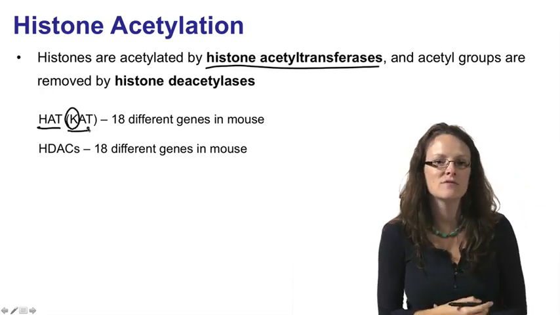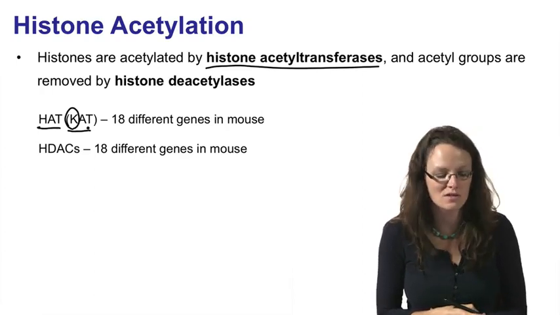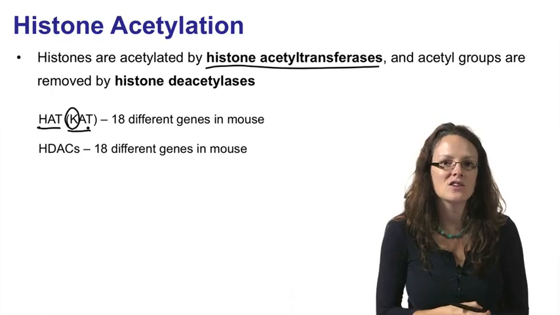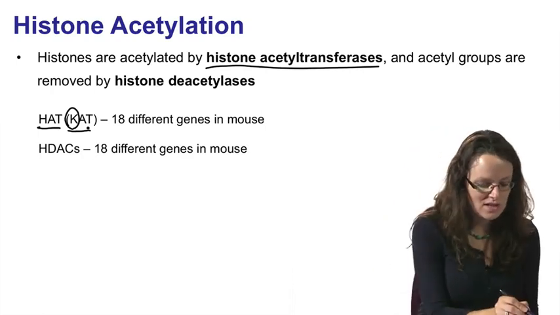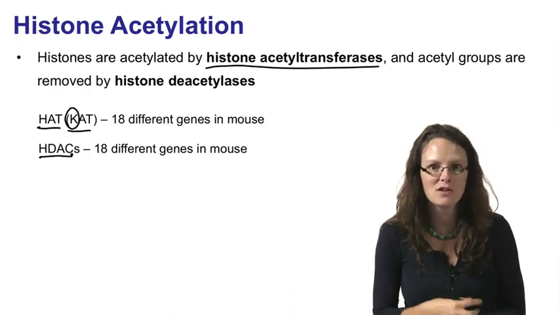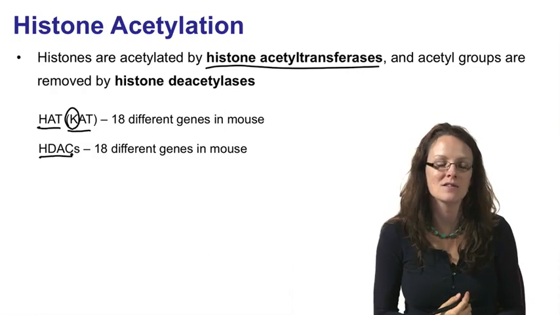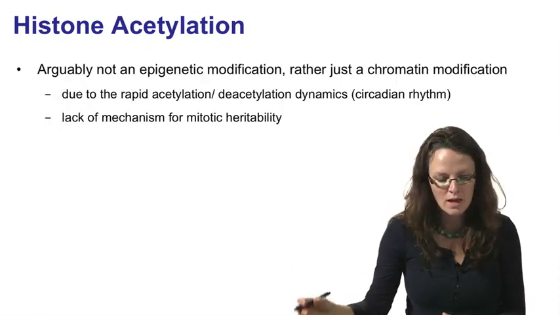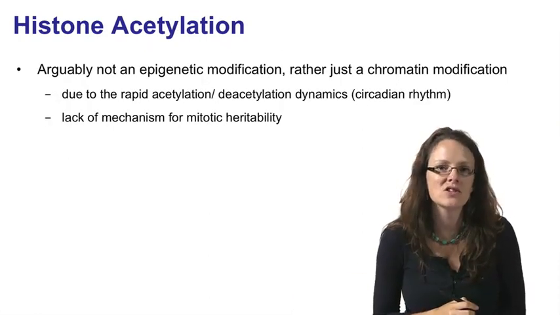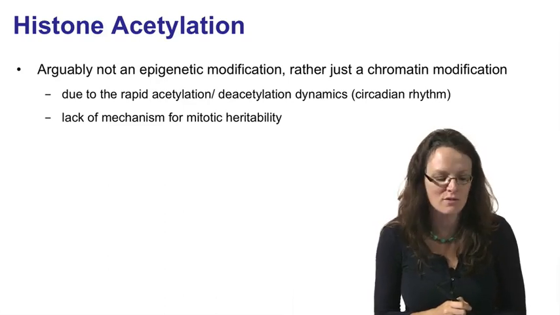And there are 18 different versions of HATs or KATs in the mouse, and about the same number in humans. The histone acetylation can also be removed by histone deacetylases, or HDACs, of which there are again 18 in the mouse. So there are many ways to lay down or remove particular histone acetylation marks. As I mentioned, histone acetylation is arguably not an epigenetic modification, in which case we would just call it a chromatin modification. It's a modification to the chromatin that isn't mitotically heritable.